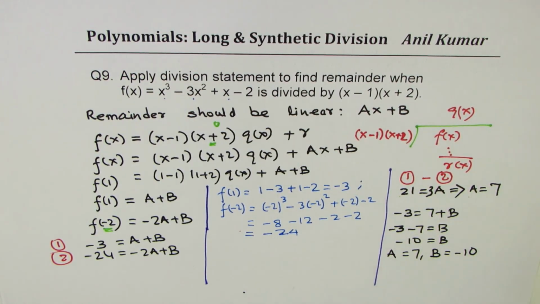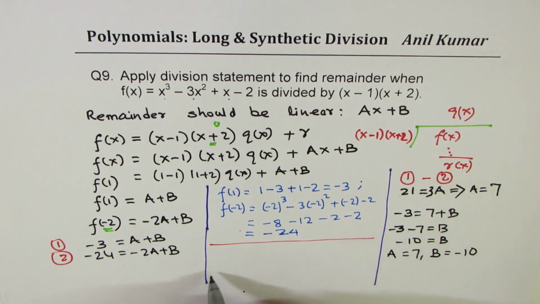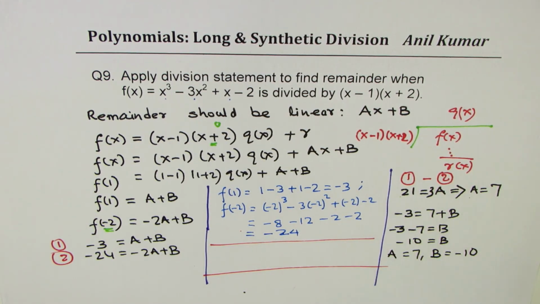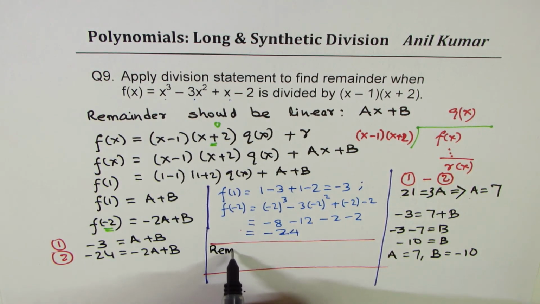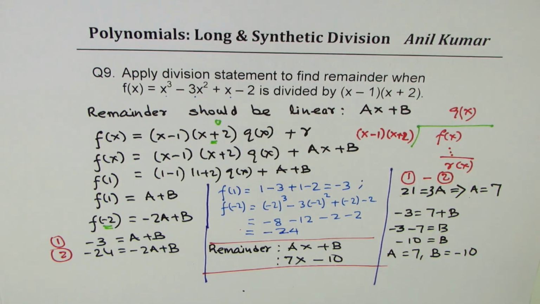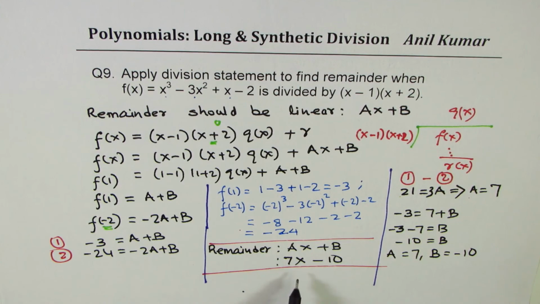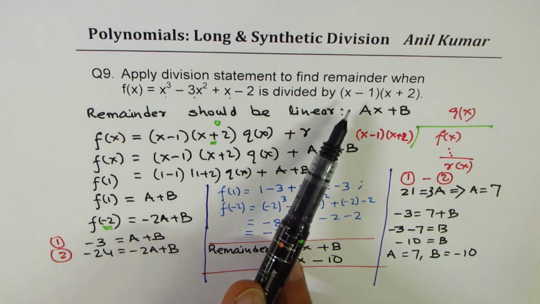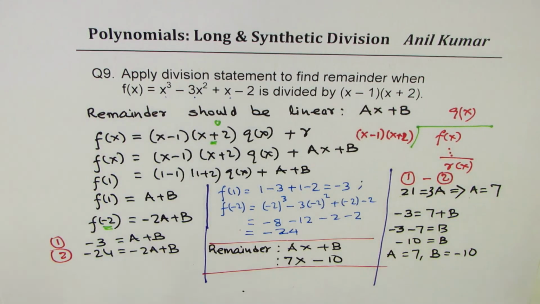Perfect. If that is the case, then what is the remainder? In that case, the remainder is ax plus b. A is 7, so it is 7x, and b is minus 10. Perfect. So that becomes the remainder for us. Is that clear? So what I'd like you to do here is to verify this answer. Just divide f of x by the product, right? You could expand and divide, and check the result.